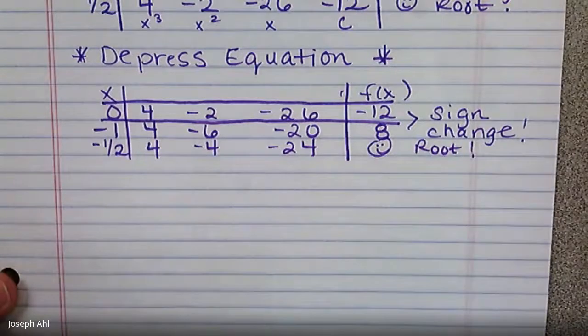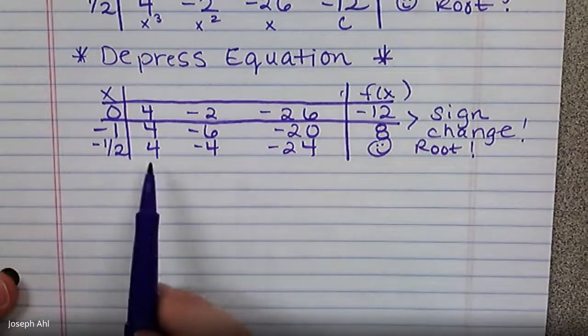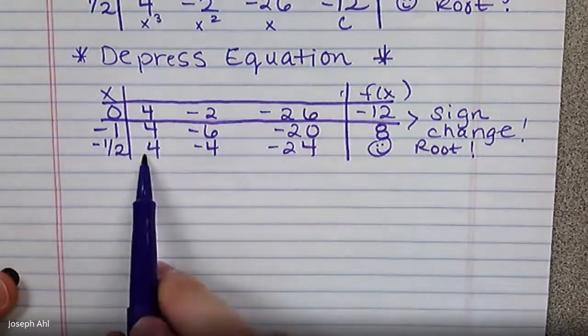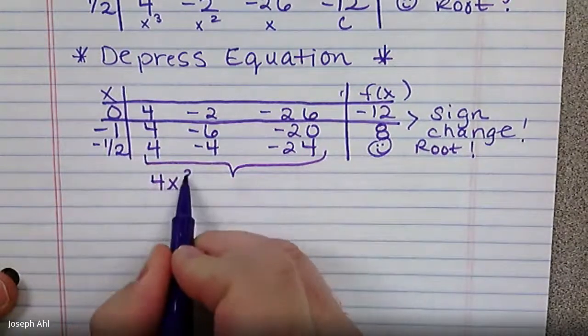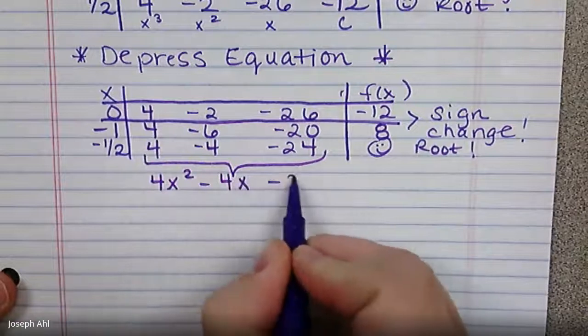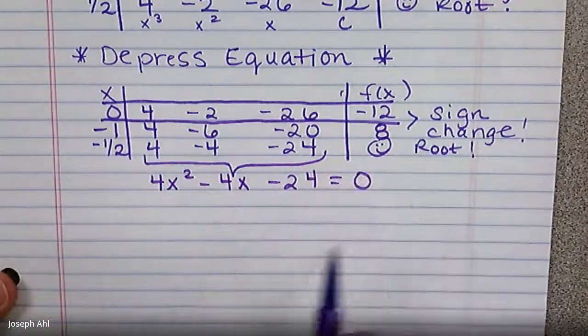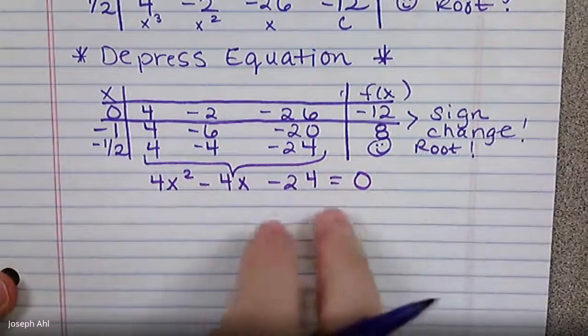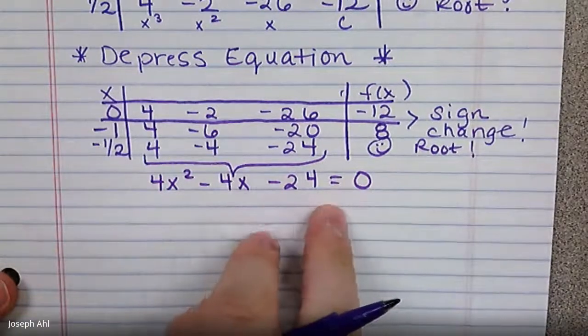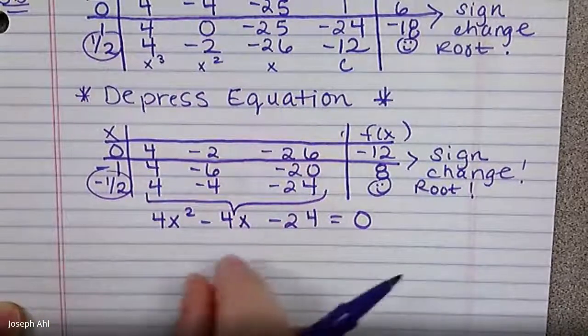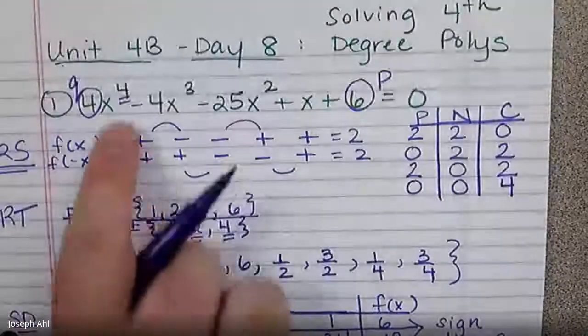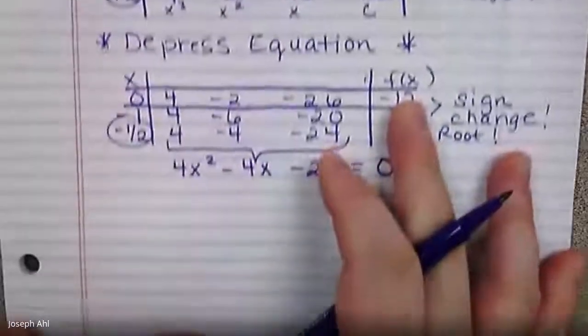So now we're at a point in the process where, since we were testing in a cubic, these represent the coefficients of a quadratic: 4x squared minus 4x minus 24. I'm going to set that to 0 to find the final 2 remaining roots, right? We have 1 root of 1/2, another root at -1/2. We have to find 2 more to get a total of 4 roots for this polynomial.